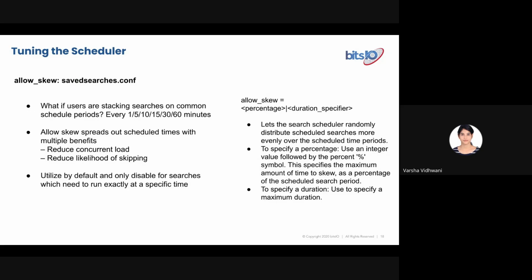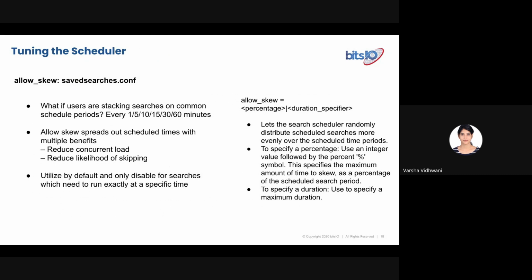Now, what if users are stacking scheduled searches at common cron schedules? We would generally run saved searches, and schedule them to run maybe every 5 minutes, every 10 minutes, or at the top of the hour. Usually we do that, right? Until we actually have a problem, we will not fix those. When too many searches are fired at the same exact moment, the scheduler will get overloaded, and that's when we start seeing spikes in the skipped searches.